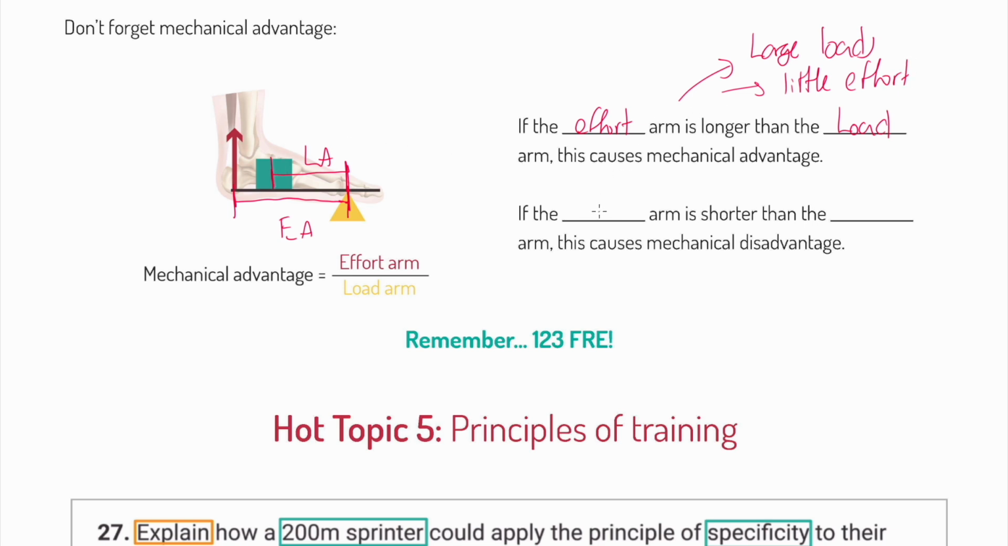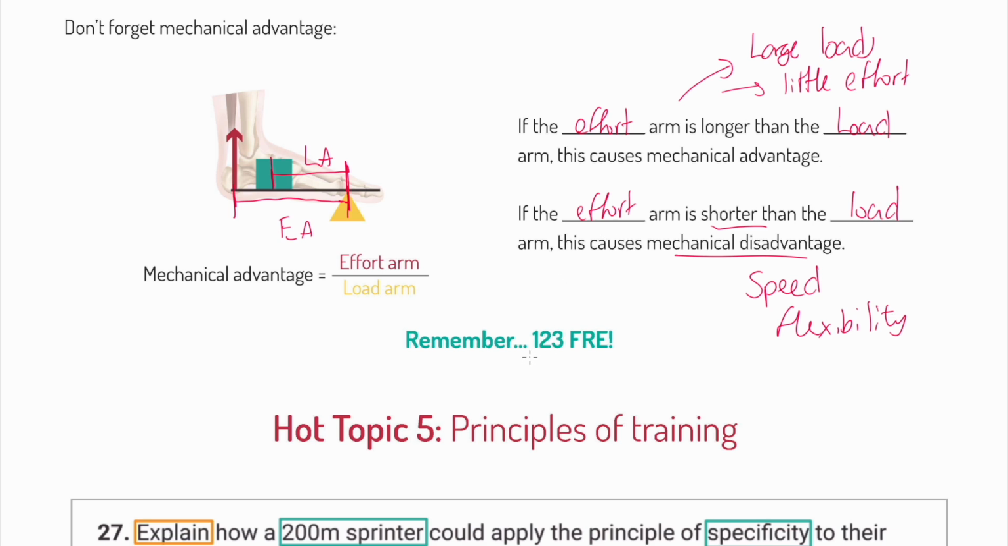However, if the effort arm is shorter than the load arm, that causes mechanical disadvantage. Now, one thing we say about mechanical disadvantage is it doesn't allow large loads with little effort. So you can say it like that, but it does allow for speed. It does allow for flexibility of a joint. Okay, so mechanical disadvantage is not necessarily a disadvantage, it's just we need it in different places, and that's why levers are specialised, joints are specialised.